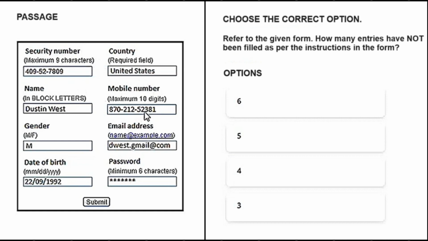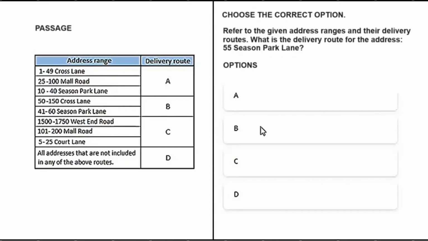Gender seems to be fine. Email address seems incorrect as well, as it says dwest.gmail.com. Date of birth seems incorrect as well, as it should be in MMDDYY format, but it has been written as DDMMYY format. So we must count it as third mistake, and password seems fine. So we got total 3 mistakes. Now let's move on to our next question.